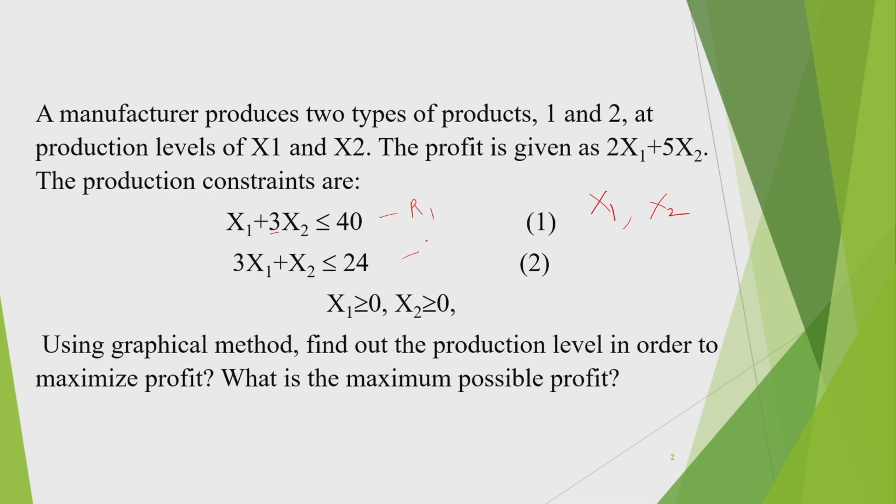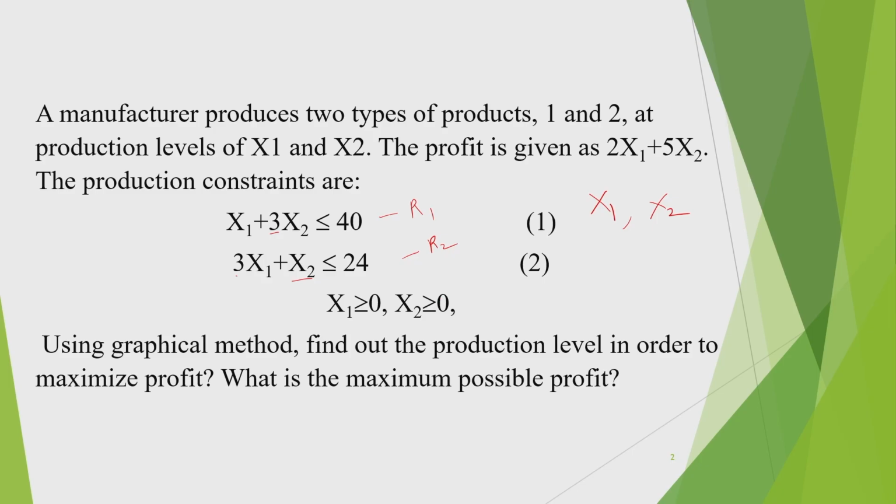Similarly, the other resource R2 is available in 24 kg, but 1 unit of x1 needs 3 kg, so 3x1, and 1 unit of x2 needs 1 kg, so x2. So 3x1 plus x2 is smaller than or equal to 24. And of course, x1 must be greater than or equal to 0, and x2 must be greater than or equal to 0.